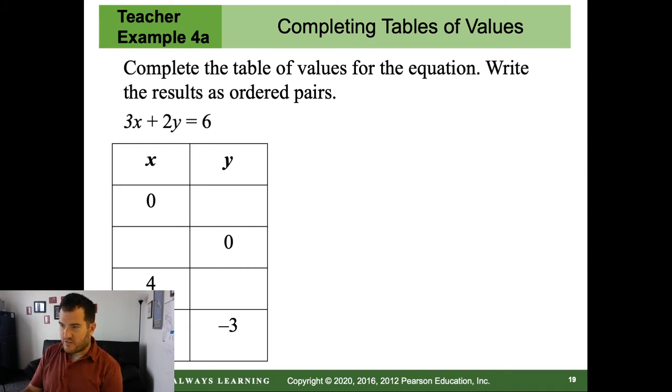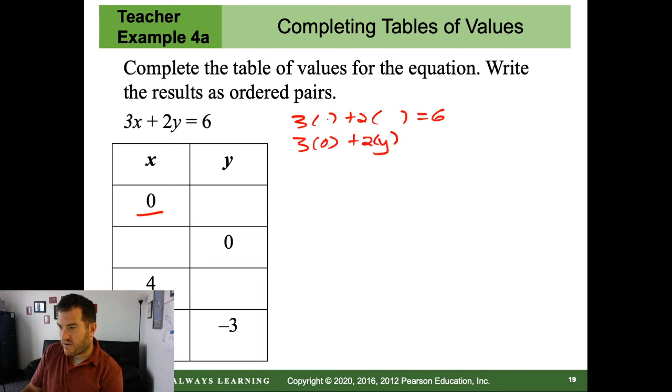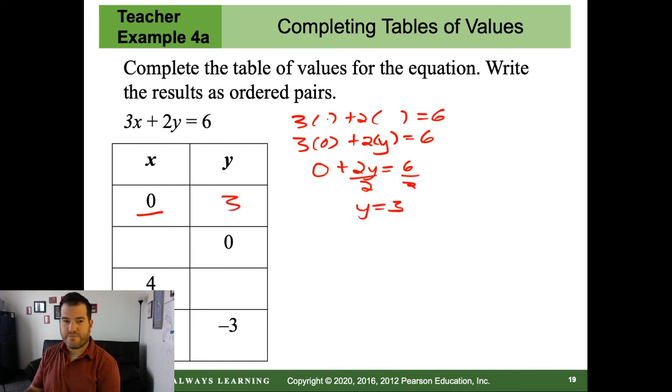So the first one, again, right in parentheses, this time I have an x equals 0. So this time I'm going to plug in a 0 here, plug in a y here. 3 times 0 is 0, plus 2y is equal to 6. Divide both sides by 2. I get y equals 3, and I'm going to plug that right there.